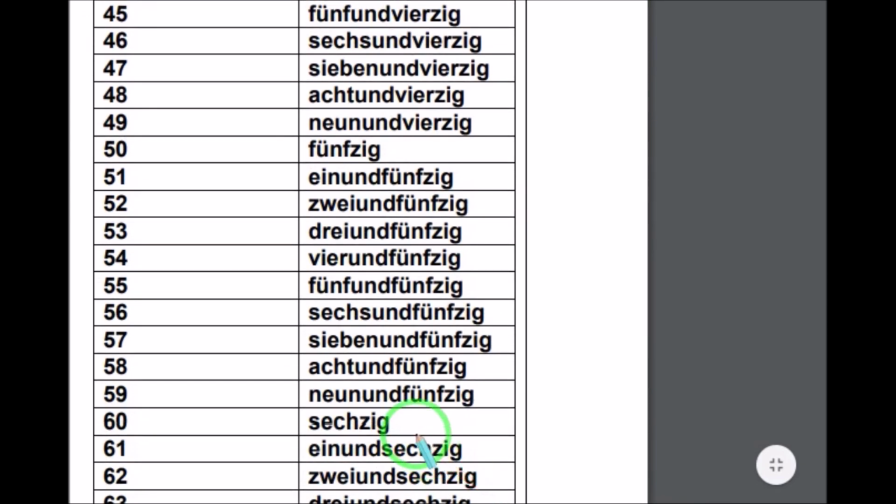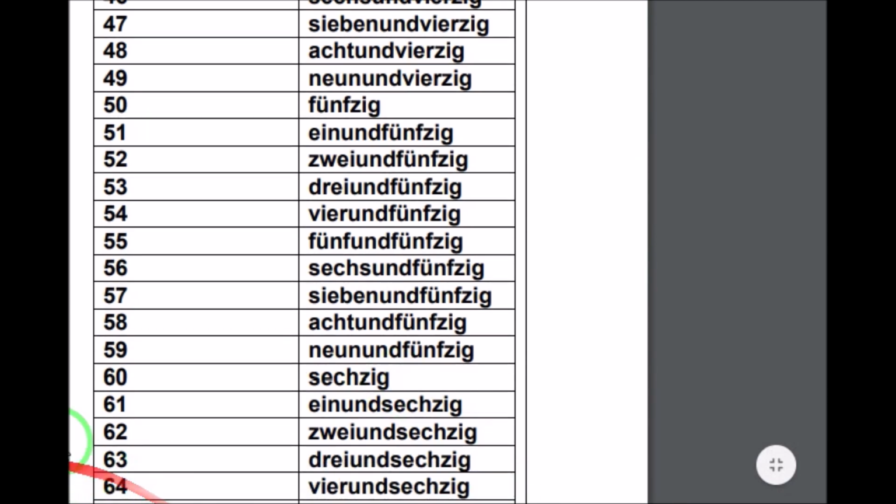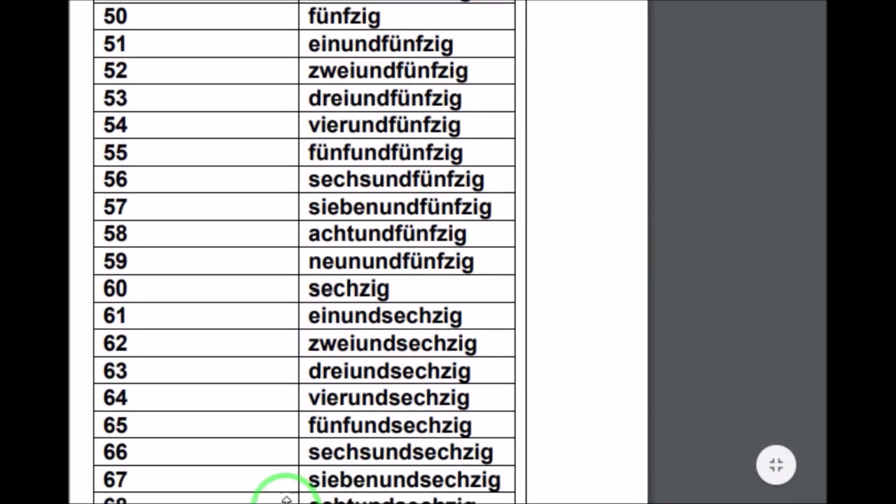For 60 you will write it as sechzig. As I said, S and Z cannot be written together, so S is eliminated, and the pronunciation and the spelling become sechzig, S-E-C-H-Z-I-G. Again the learning pattern is the same. For 61 you will write ein, then add und, and then sechzig. 62, zwei und sechzig. 63, drei und sechzig. 64, vier und sechzig. 65, fünf und sechzig. For 66 it is sechs und sechzig.